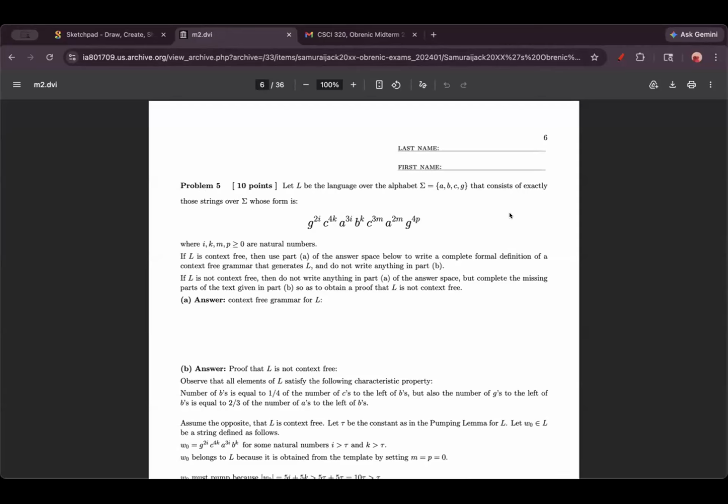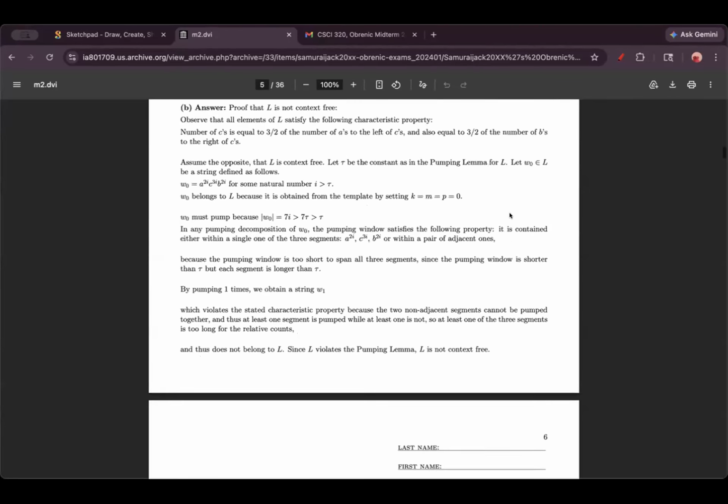But Daniel, do you have any idea of Obrenic's exam? Yeah, it's going to be a lot of exam one stuff still. A lot of these problems are not actually going to be pumping lemma. So you're going to have to know when to prove it's not context free versus when to actually draw the grammar or automaton, etc. And then there are usually two Turing machines, so that's guaranteed. But exam one content and pumping lemma are going to be intertwined for sure.